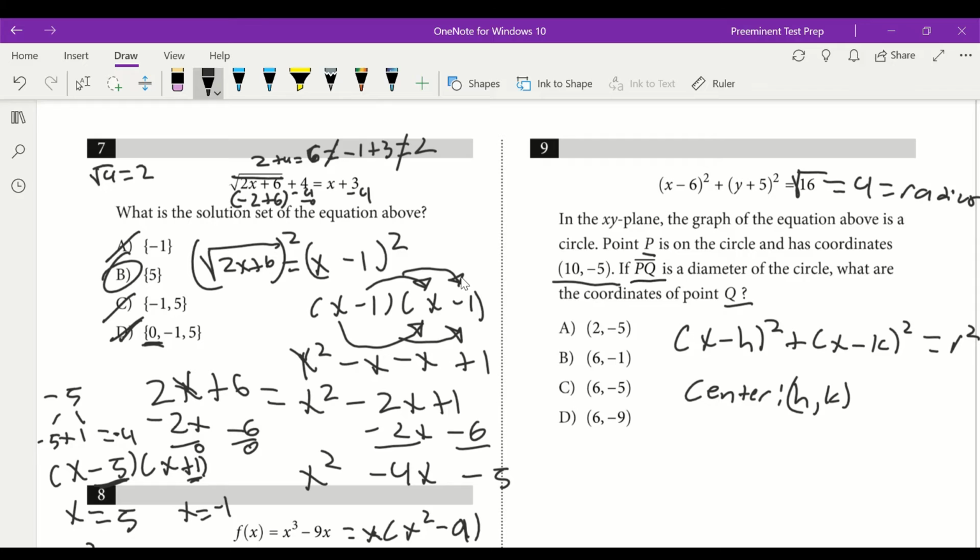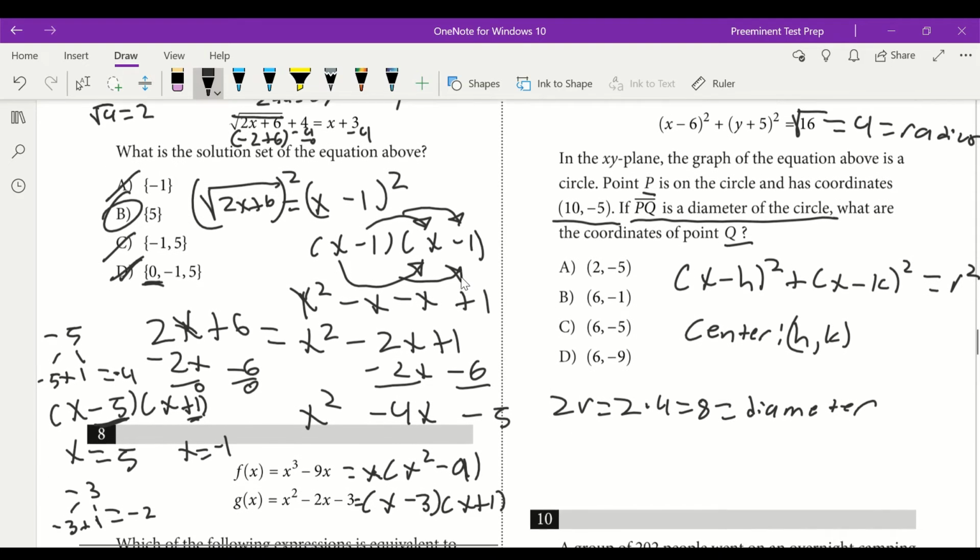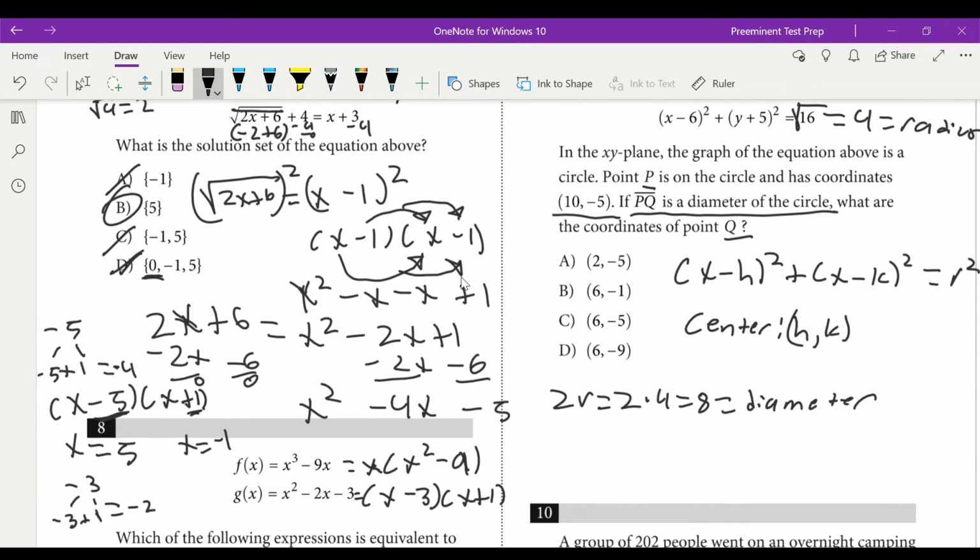Well, what do we know? We know PQ is a diameter. A diameter is 2 times our radius, so 2r. We know our radius is 4. 2 times 4 is 8, so 8 is our diameter. And we're given point P as 10 and negative 5. Well, if we're going to go ahead and graph this, we have 10 and negative 5. So I'll go ahead and find this. We'll call this 10, and then we'll go down. We'll just call this point 10, negative 5, which it says is P, right?